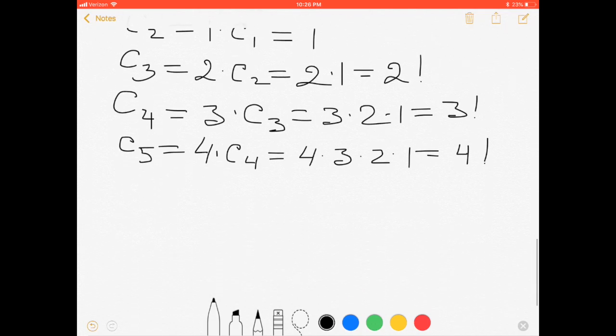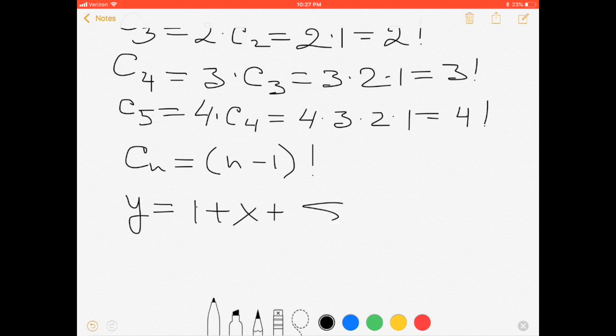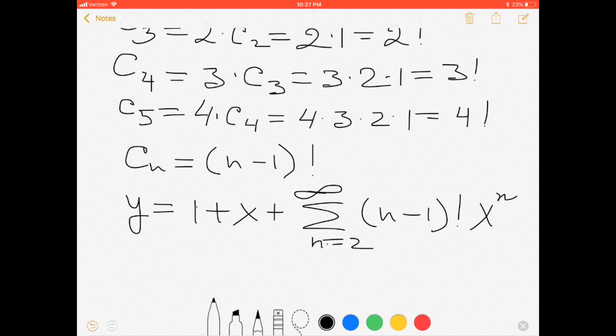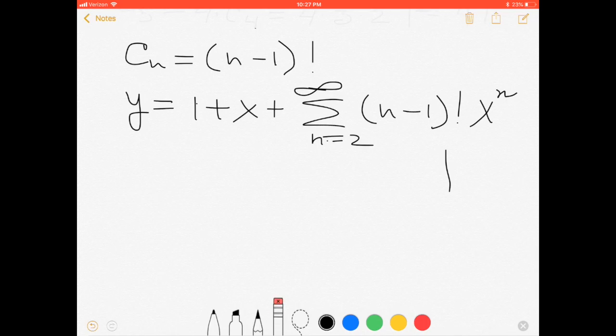And what do we have? We have cn equals n minus 1 factorial. This means our series, when we have our solution, will be 1 plus x plus the sum of n minus 1 factorial times x to the power n. Great, but the question is, does this series converge or diverge? Checking integral convergence.